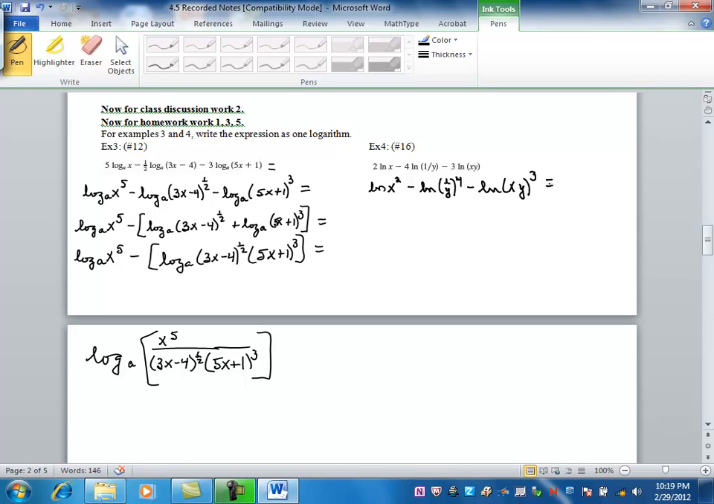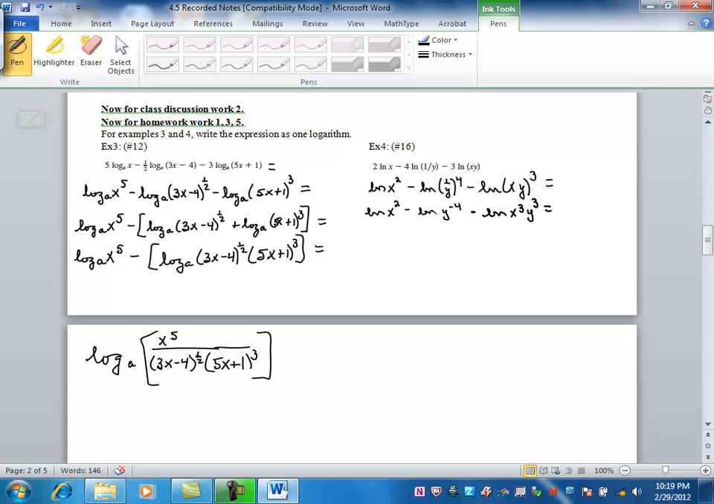Alright, so let's keep in mind what's going on here. This becomes the natural log of x squared minus the natural log of, guys, I'm going to rewrite this as y to the negative 4. Okay, 1 over y to the 4th is the same as y to the negative 4. And just kind of hold with me. We'll take care of that negative exponent as we go. And this is going to be minus the natural log of x cubed y cubed.